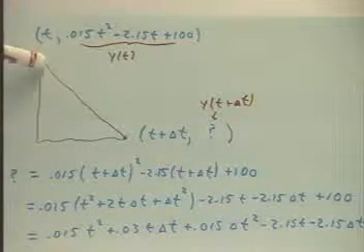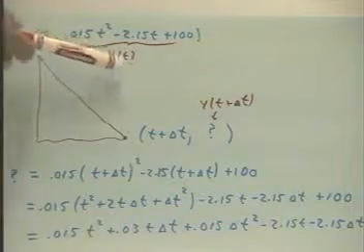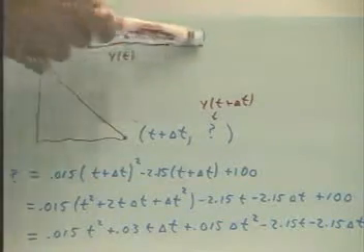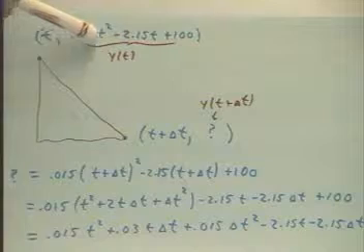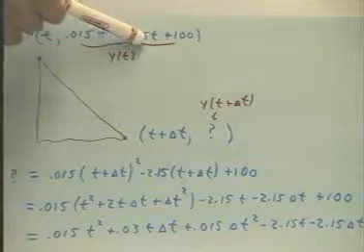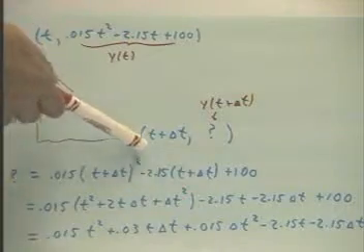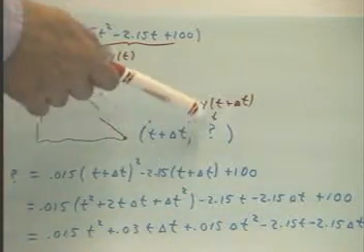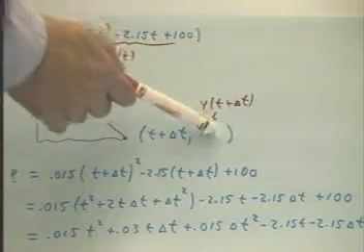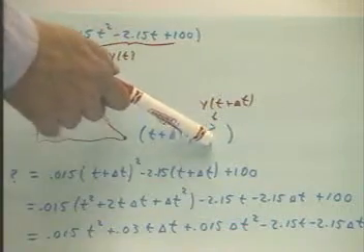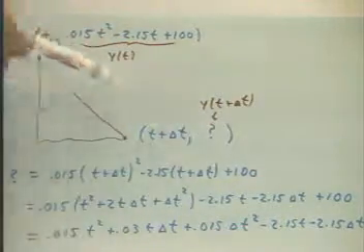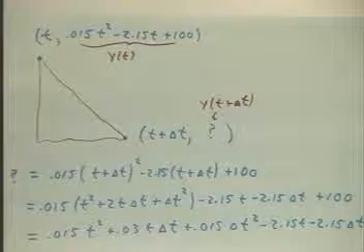So again, we see that we have the point t, y of t. For the specific function, y of t is going to be 0.015 t squared minus 2.15 t plus 100. And we're going to have the point t plus delta t, and y of t plus delta t, where y of t plus delta t is an expression that we're going to have to work on a little bit. So we have a question mark here.